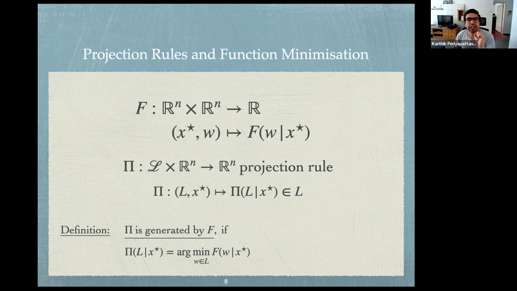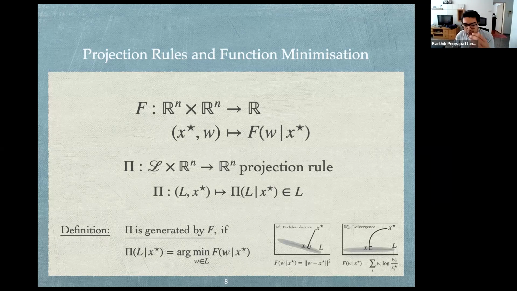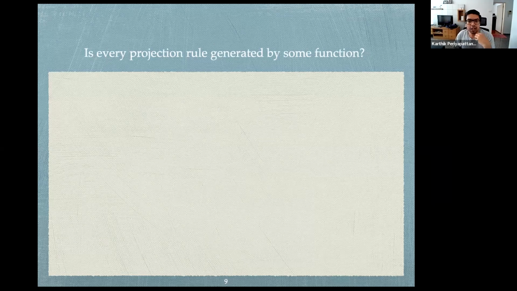Now, one natural question that anyone can ask at this point is: is every projection rule generated by a function like this? That is, if we want to recover vectors to solutions of linear systems of equations, is function minimization the only way? Is every projection rule always defined by a function? That's the question. So these are the examples from before. So this is the question we are after. Is every projection rule always generated by some function?